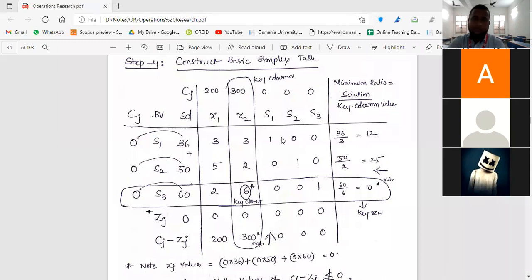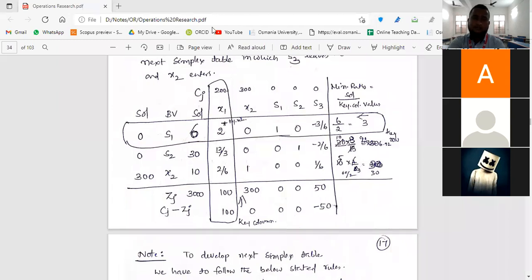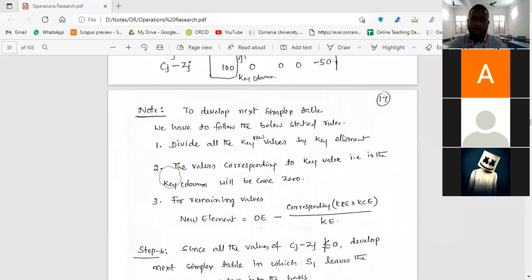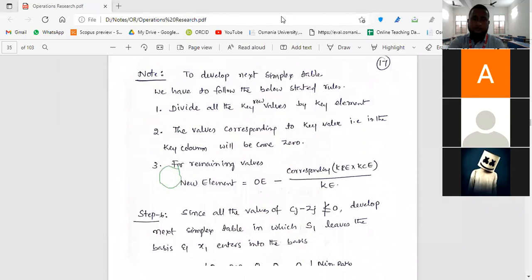That's the meaning. So see here, we got X2; there is no S3. Now we have to construct the table like this. You already know: Cj, basic variable, solution, X1, X2, S1, S2, S3. You have to draw this table like that. How we got these values is a different matter; there are certain notes here. Let us see.